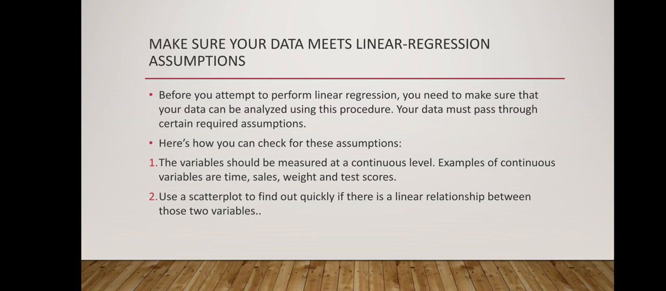Make sure your data meets linear regression assumptions. Before you attempt to perform linear regression, you need to make sure that your data can be analyzed using this procedure. Your data must pass through certain required assumptions. Here's how you can check for the assumptions. The variables should be measured at a continuous level. Examples of continuous variables are time, sales, weight, and test scores. Use a scatter plot to find out quickly if there is a linear relationship between those two variables.